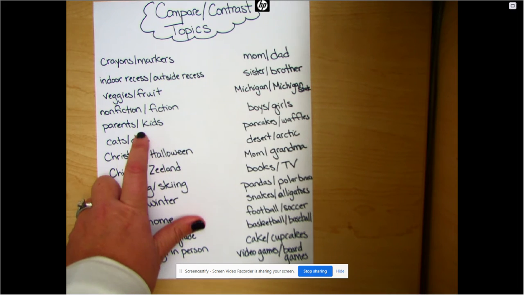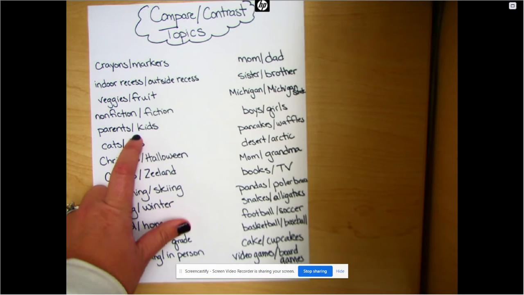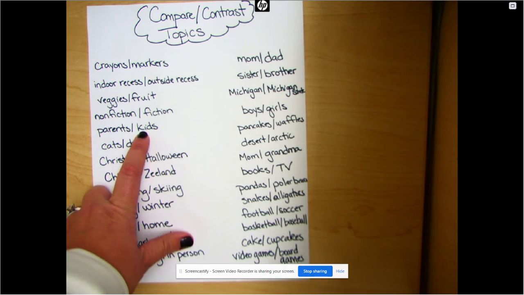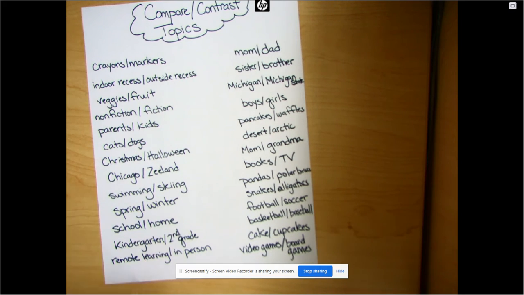What about parents versus kids? Oh, I was thinking there are lots of ideas for you with parents versus kids, right? There's the age, so that could be some differences. What's the same? Well, they're both people, right? They're all in the same family, but maybe kids don't have as many responsibilities as parents do.